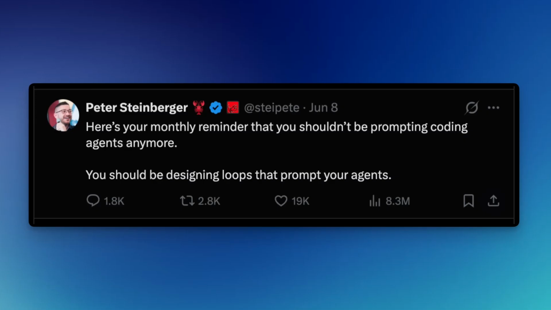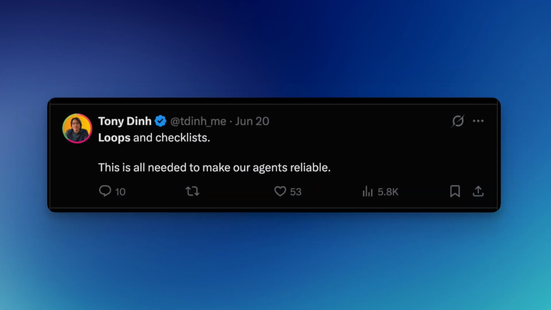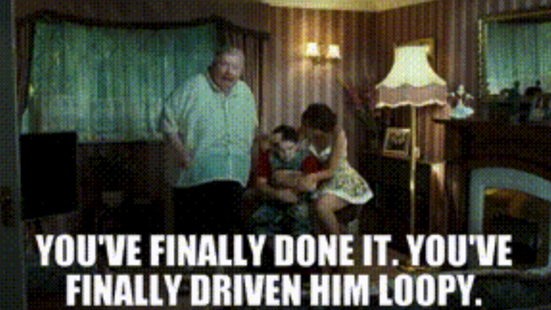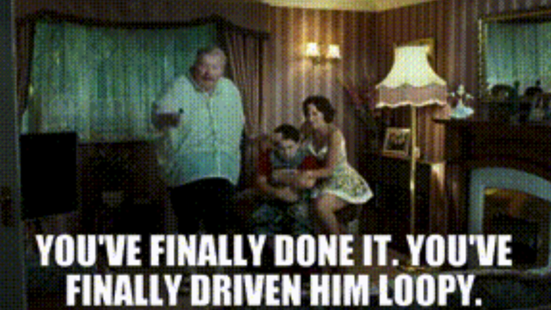So this is the tweet that I saw a few weeks ago that set us off on this, the whole idea around people designing loops and meta loops in this case. And over the weekend, I also saw some of these types of tweets, which is around loops and checklists being what you need to make agents reliable, where everyone's entering their loop maxing era and looping their way through to success. I have quite a few thoughts, but it's pretty interesting to see what's happening out there.